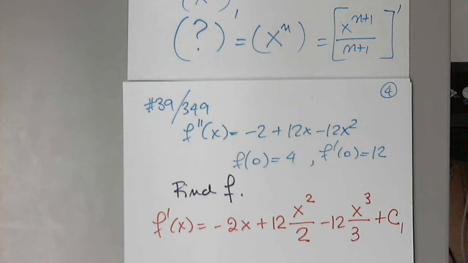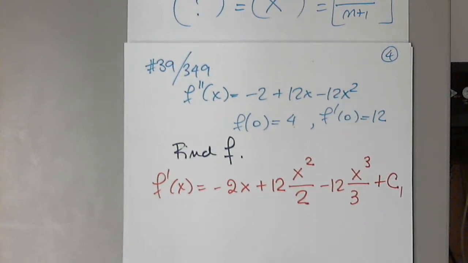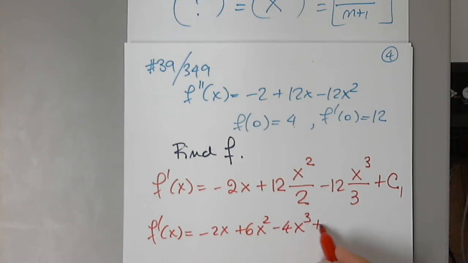So we're using now the power rule for antiderivatives. Negative 2x prime is negative 2. Here, when you bring down the power and simplify, you get a 12x. Here, when you bring down the power and simplify, you get negative 12x squared. And when you differentiate C1, you get 0. Is this okay? We will simplify it as much as we can. So f prime of x equals negative 2x plus 6x squared minus 4x cubed plus C1.